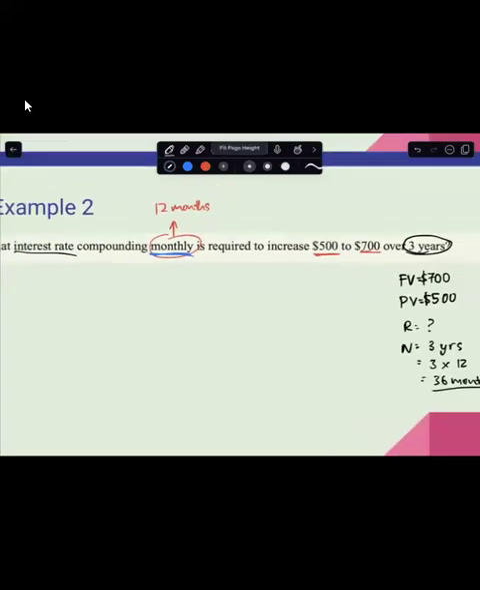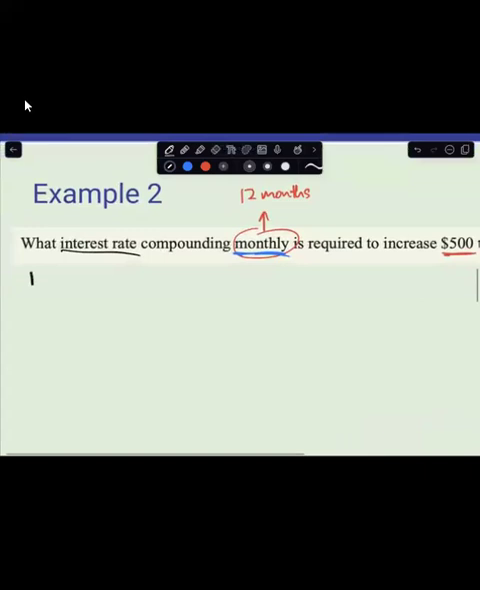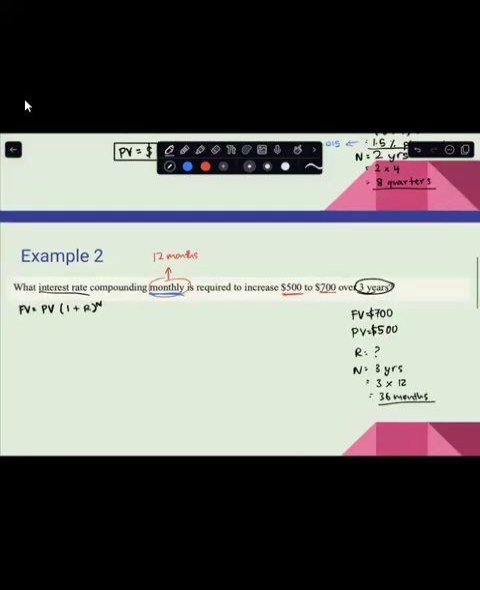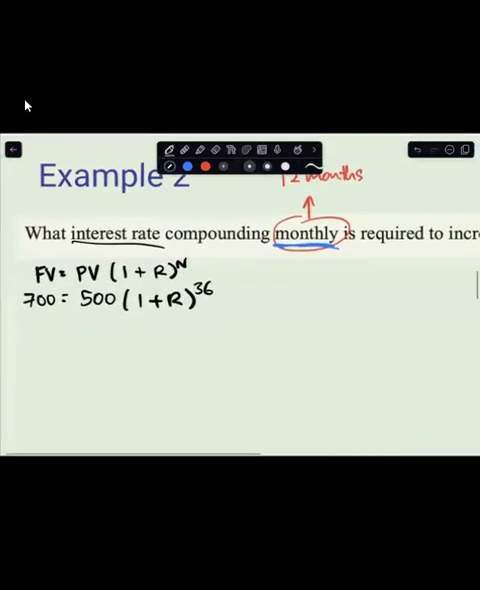All right, let's just substitute all my values in. So I'm going to write down FV equals PV bracket 1 plus R to the power of N. My FV was $700. My PV, or my present value, is 500. Bracket 1 plus R, I don't know what R is, to the power of 36. Okay, let's work from here now.